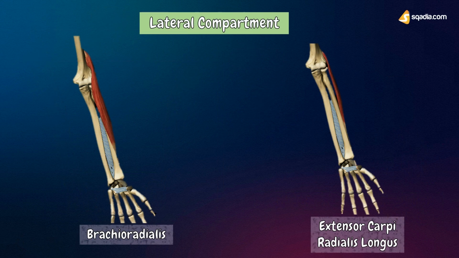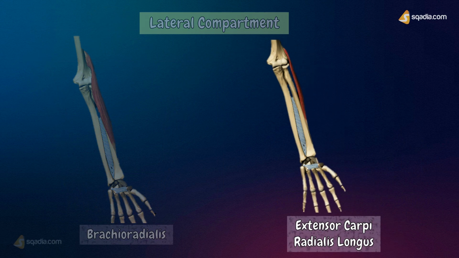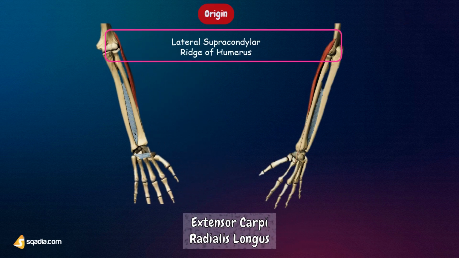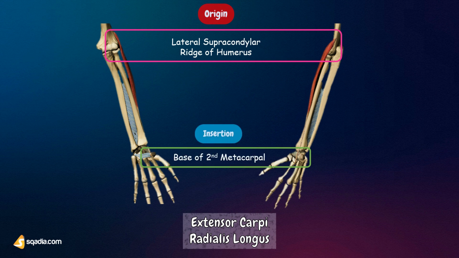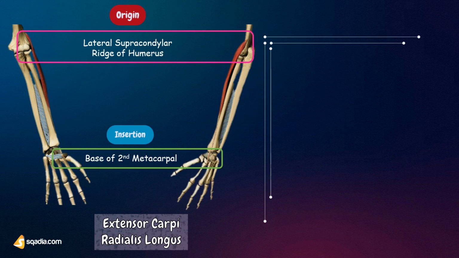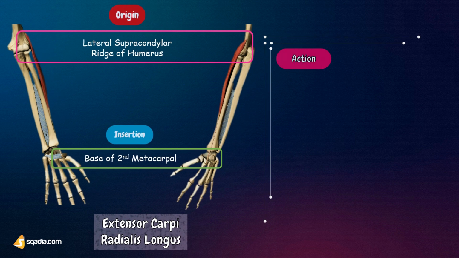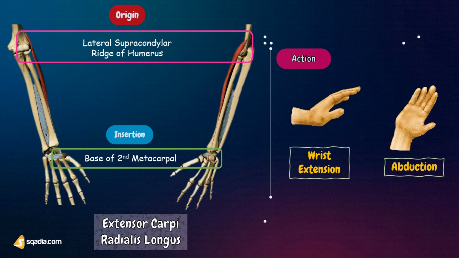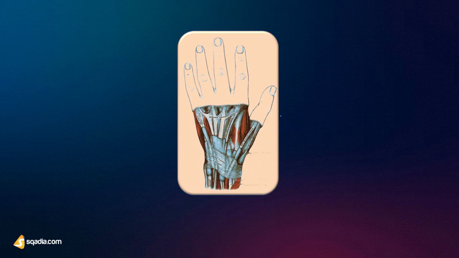The second muscle is the extensor carpi radialis longus. It originates from the lateral supracondylar ridge of the humerus and is inserted into the base of the second metacarpal bone. Its tendon passes under the extensor retinaculum. This muscle extends and abducts the hand at the wrist joint. Both these muscles are supplied by the radial nerve. Just like how there is the flexor retinaculum in the anterior compartment, the posterior compartment has the extensor retinaculum.